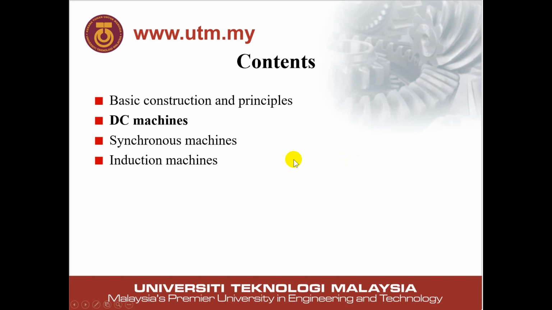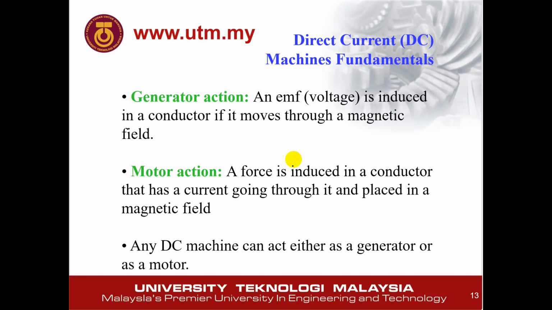Now we look in more detail at the DC machine. For a DC machine, of course, there are two types, the generator and the motor. All DC machines can be a generator and a motor. It means that if you apply voltage to the DC machine, it will become a motor. When you turn the DC machine, you will get current. So it can work both ways.